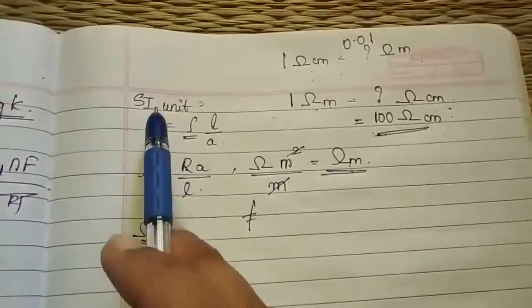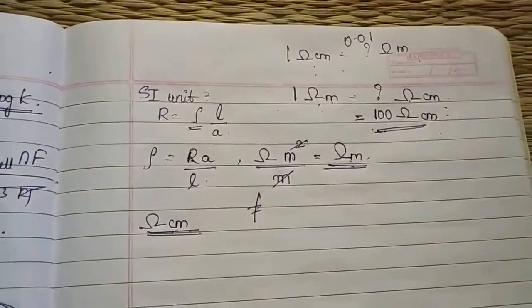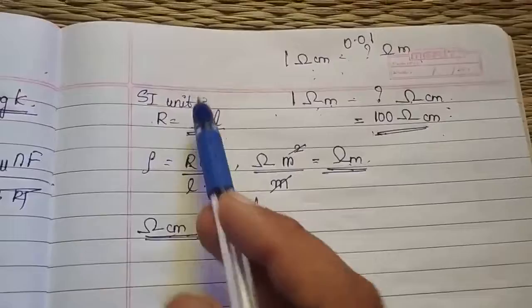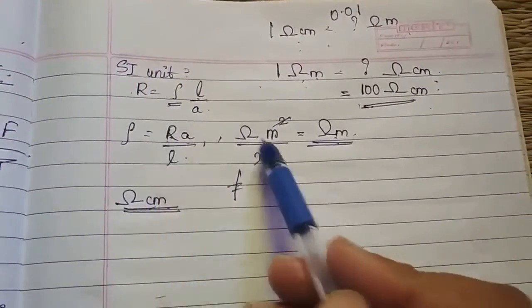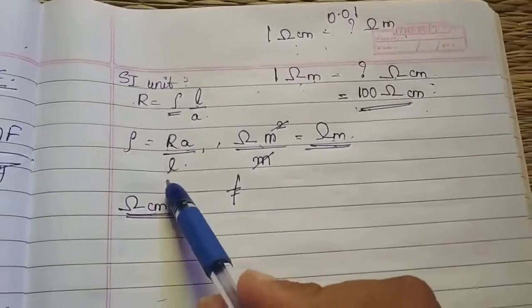Then we came to know about its SI unit. No need to learn it by heart. If you know the formula, you can easily write the SI unit. Rho na tagoli, R into A by L anta barutte. R andre ohm, A andre meter square, length andre meter.